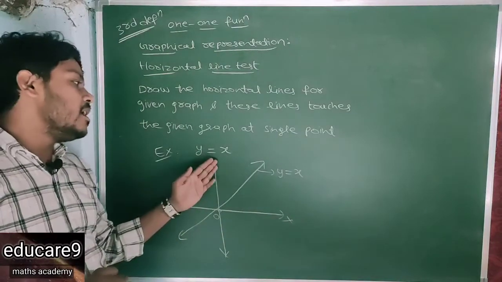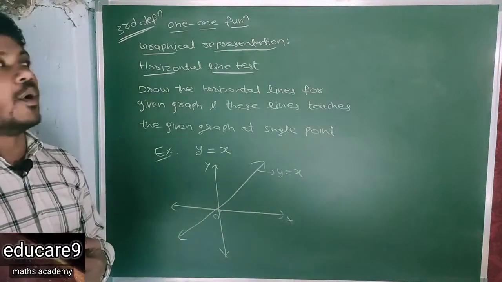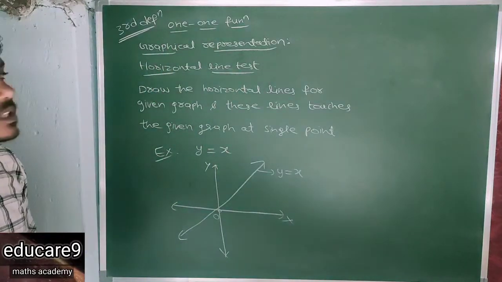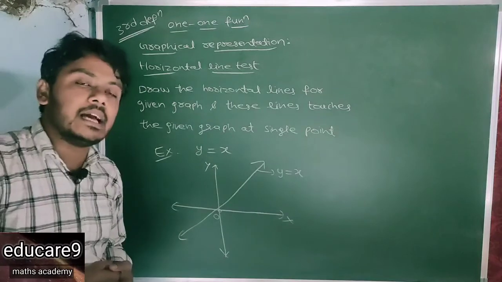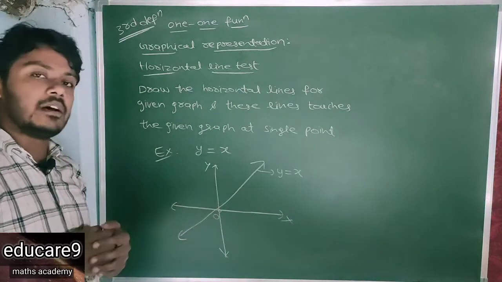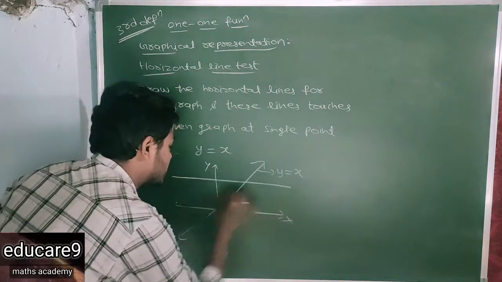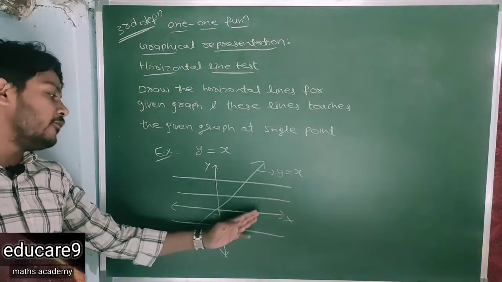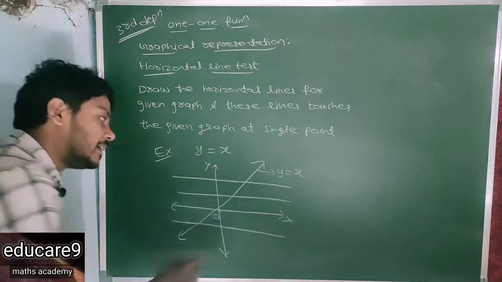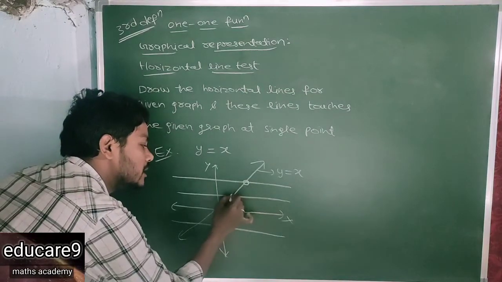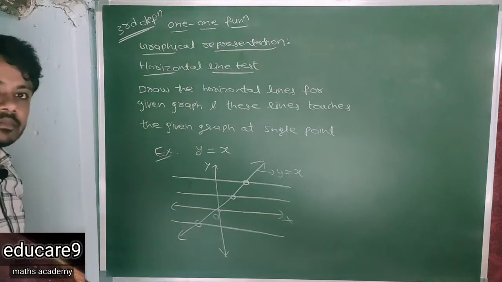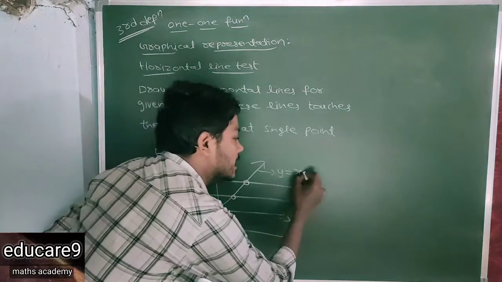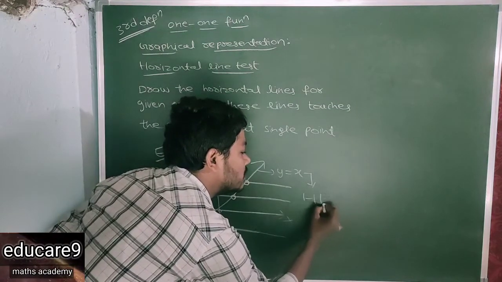Whether it is a 1-1 function or not, we check using the horizontal line test, the graphical method. For this we have to draw horizontal lines for the given graph. See here, each and every horizontal line touches the given graph at a single point. Then clearly y is equal to x is a 1-1 function.